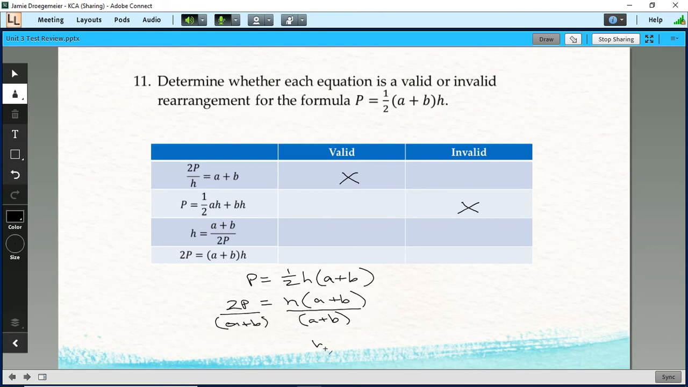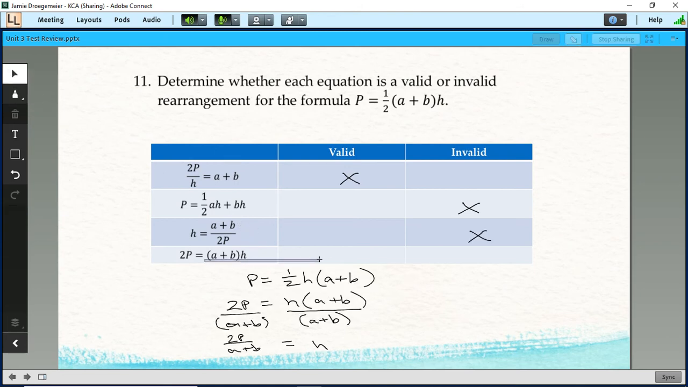And when I do that, I'm left with just h here, and on this side I have 2p divided by a plus b. And so this one is invalid as well. They have that fraction flipped. It should be the other way. It should be the 2p in the numerator, the a plus b in the denominator.